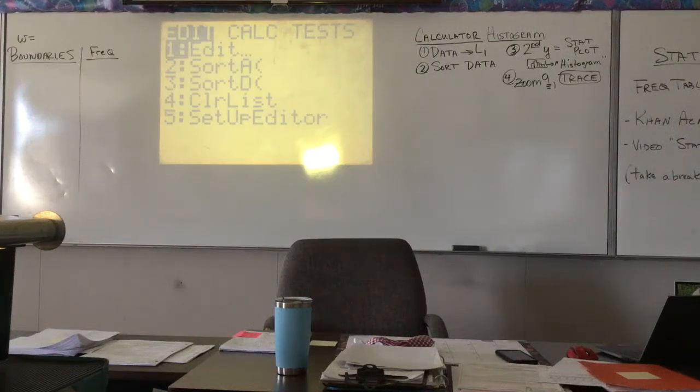Hello, this is part 2 of our using a calculator to create a histogram guided notes. In video 1 we learned how to create the calculator version of a histogram, and I left over to the right side of the board the steps to do that: enter your data, sort your data, turn on your stat plot, choose histogram, do a zoom 9, and then press trace to get your boundaries and your frequency from your histogram.